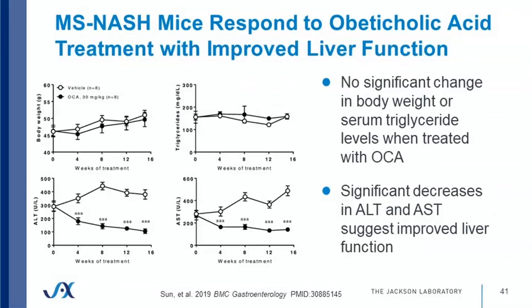In another experiment, the compound obeticholic acid has been tested on these mice. Obeticholic acid is a leading potential therapy for NASH treatment, and here we can see that mice given this treatment, shown as OCA, do not lose any body weight, but there is a significant decrease in ALT and AST levels, suggesting improved liver function.